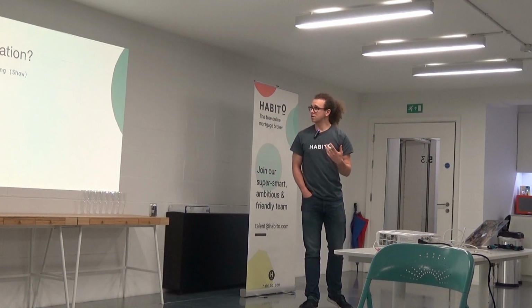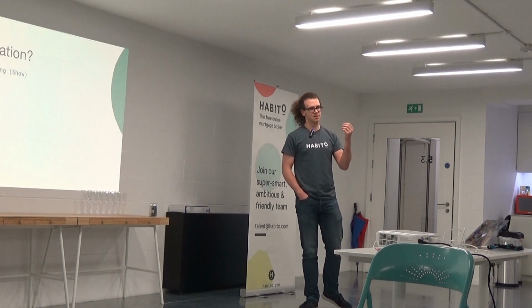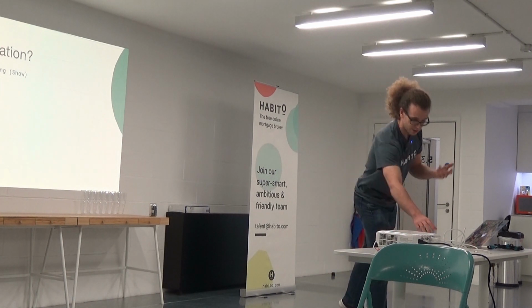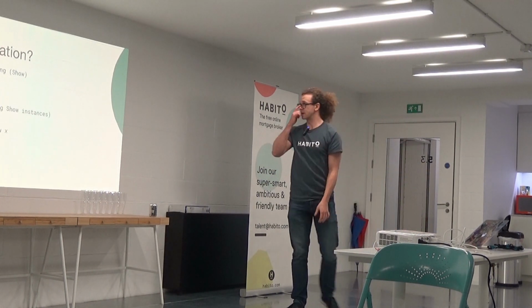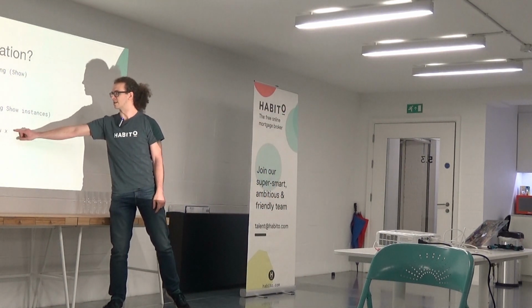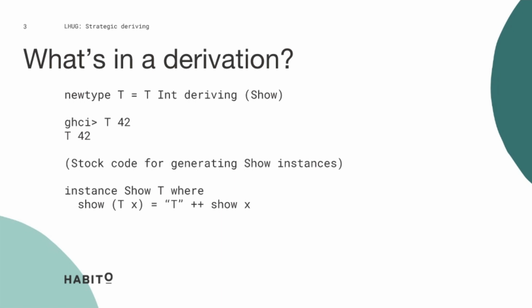Show is a special class, a class that GHC knows how to derive an instance for. In general, if you write something like this, you might expect T42, right? The compiler doesn't actually write exactly this, it's smarter, but it writes something like this. It says show (T x) equals, you do that by writing "T ", I forgot the space, classic. And then you show the x, which is an Int, and showing an Int is just printing the number. So you get T42, right?